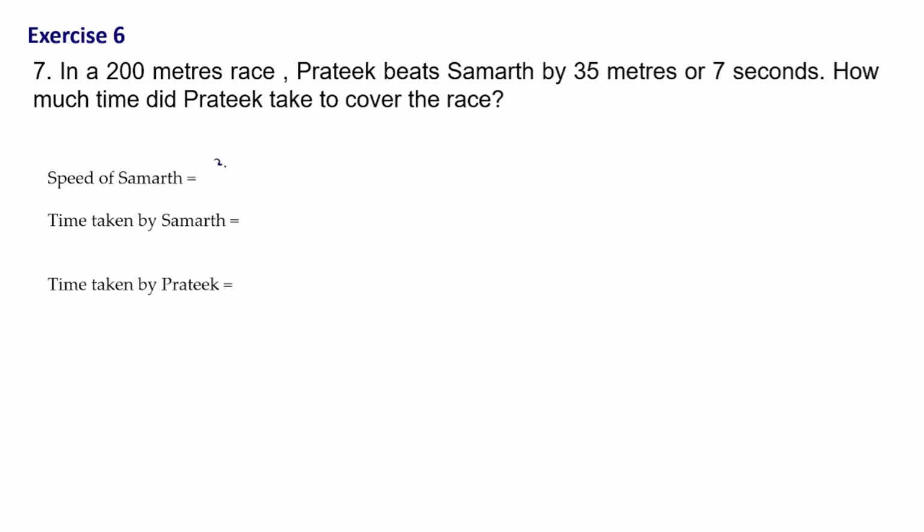So speed of Samarth is 35 by 7, which is 5 meters per second. Using the speed of Samarth and the distance, we have the time taken by Samarth. It is distance by speed, which is 200 by 5, 40 seconds. So if Samarth takes 40 seconds, and Pratik beats Samarth by 7 seconds, the time taken by Pratik will be 40 minus 7, which is 33 seconds.